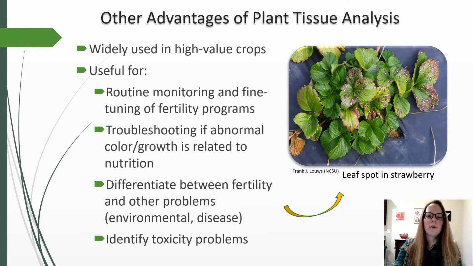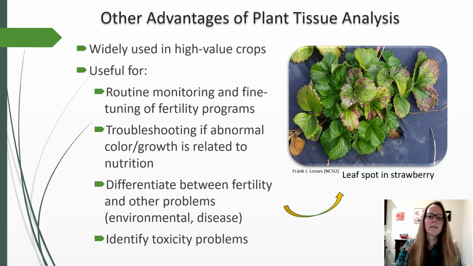There are several other advantages of plant tissue analysis. Routine tests are widely used in high-value crops such as strawberries. With strawberries being such a high-value crop and being maximized for yield, the fertility is tightly managed. Routine tissue sampling is done on this crop more so than other crops so that fine-tuning of the fertility program can occur. The tracking of fertility needs begins with bloom and continues with sampling occurring every other week.